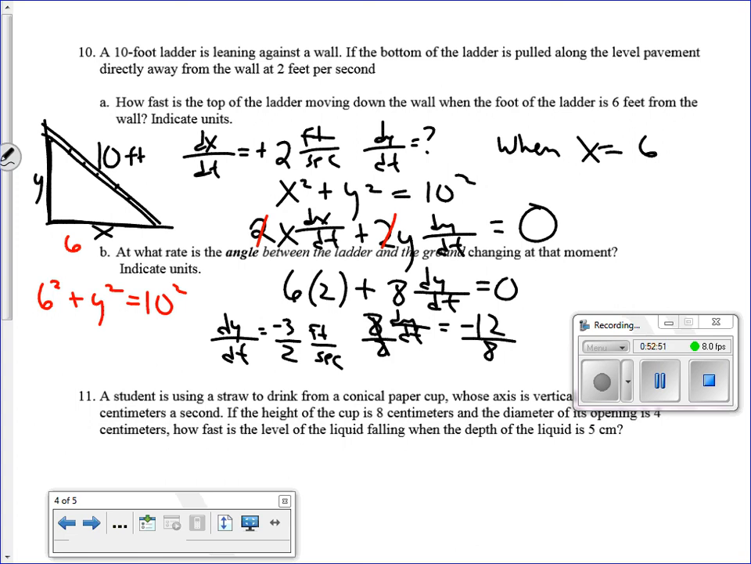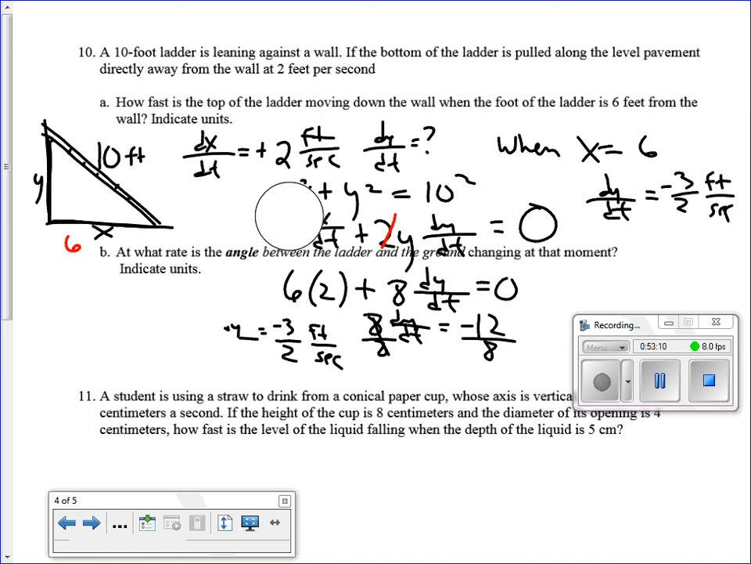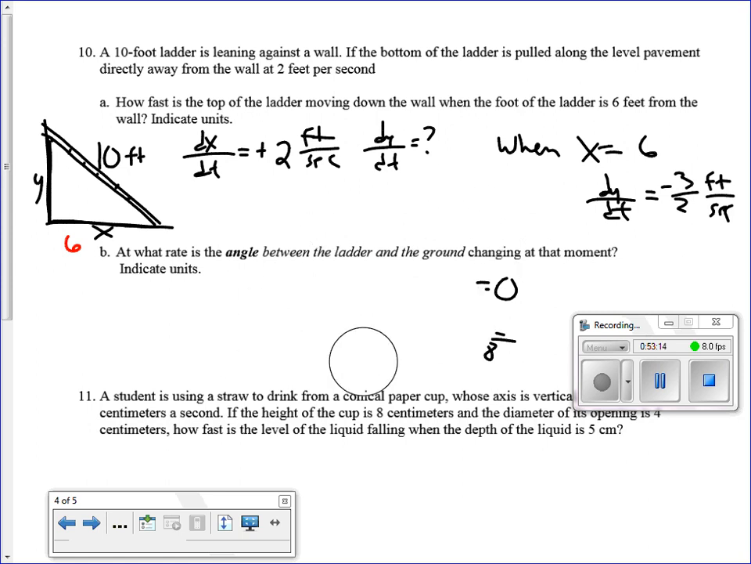So from part A, we find out that dy/dt equals negative 3 halves feet per second. So now we know both dx/dt and dy/dt. I am going to erase the work that it took me to get dy/dt, but I'm going to keep all the given information.